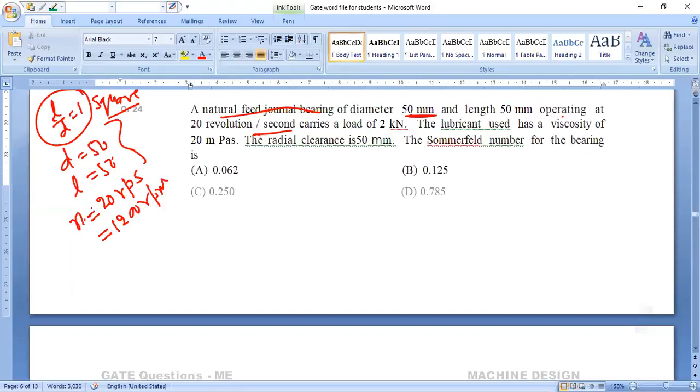20 multiplied by 60. ठीक है, तो जो भी मुझे यूज करना होगा, I will use according to the unit compatibility. है ना, always I will check the unit compatibility and I will use any one of them.